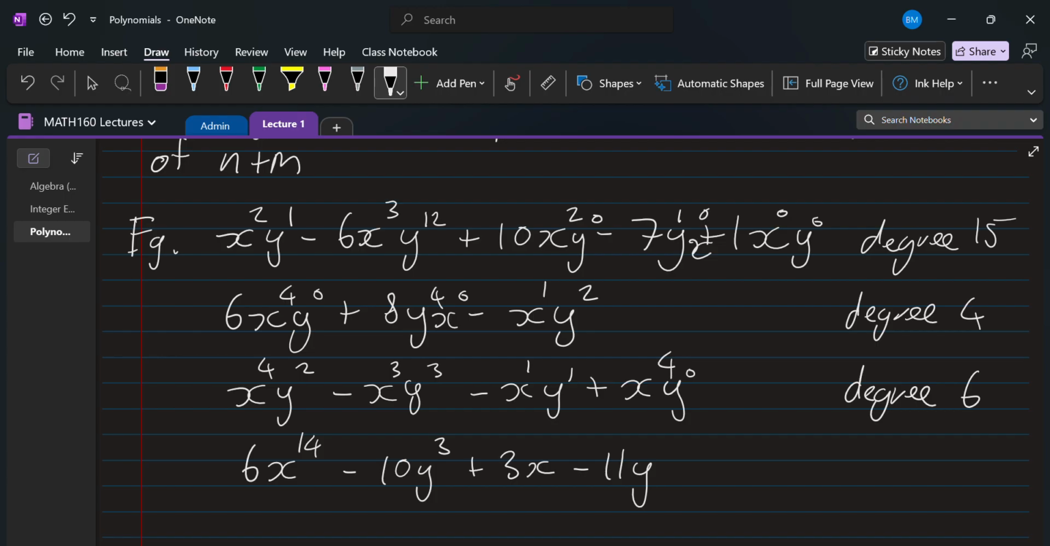Next, x to the 4 y squared minus x cubed y cubed minus xy plus x to the 4. Okay, let's go through it again. X to the 4 y squared, the sum is 6, so we keep 6. Next, x cubed y cubed, the sum is 6, not bigger, so we keep 6. Next one, that's x to the 1 y to the 1, the sum is 2. 6 is still bigger, so we keep 6. Last one, x to the 4, y to the 0, the sum is 4. 6 is still bigger, the degree is 6.